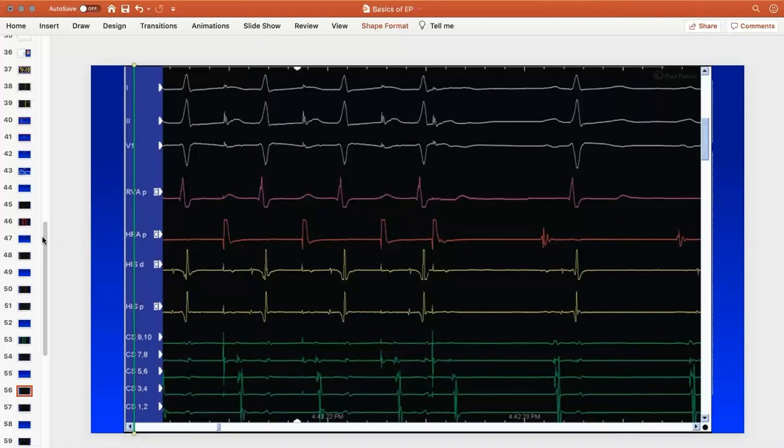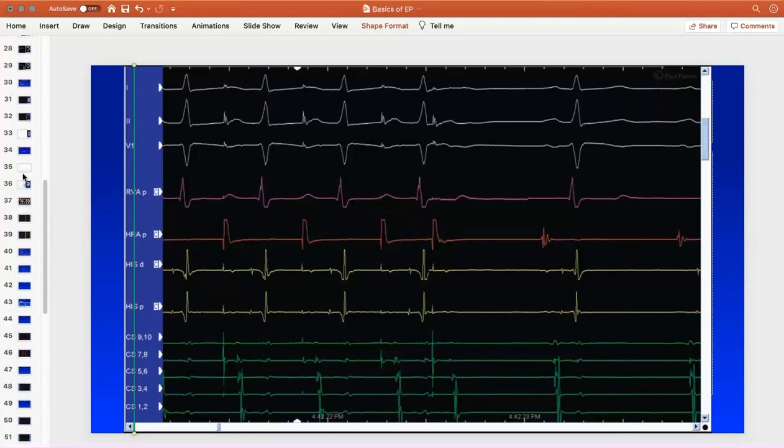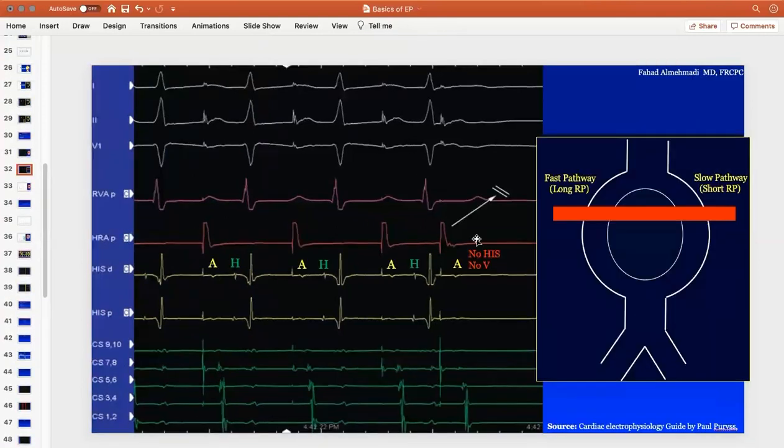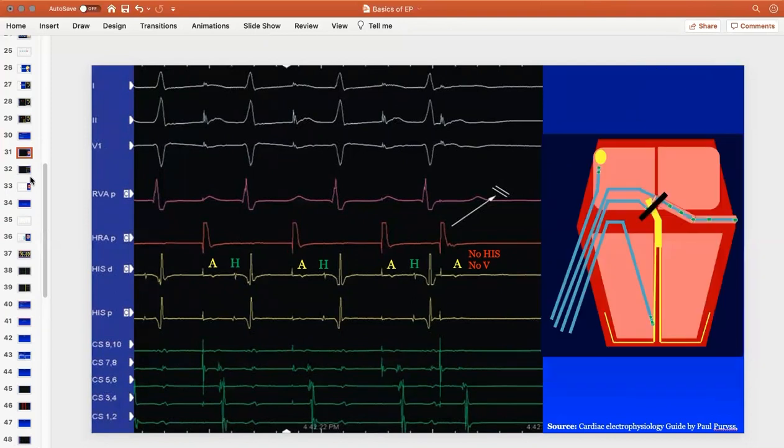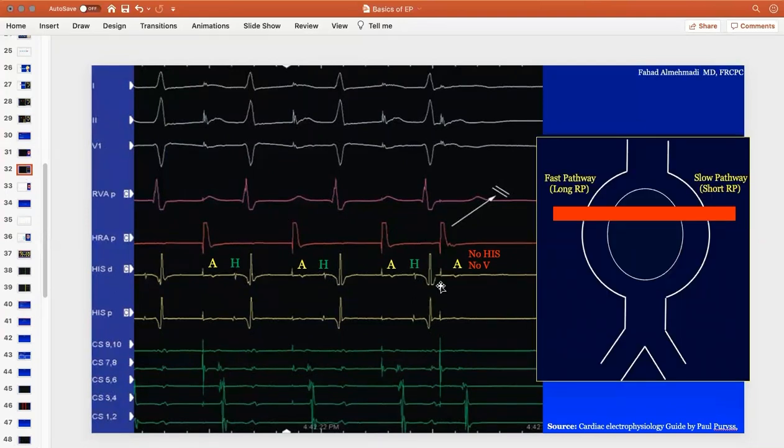So that's what happens. Like what we do in the AP lab, when we bring the extra stimuli closer, we actually block through the AV node. It's a normal property. Like what you saw, guys, when we bring the extra beat earlier, we block at the fast pathway and we conduct through the slow. If we keep bringing it earlier, we actually block at both; we can capture the A, but it doesn't go to the V. Okay?